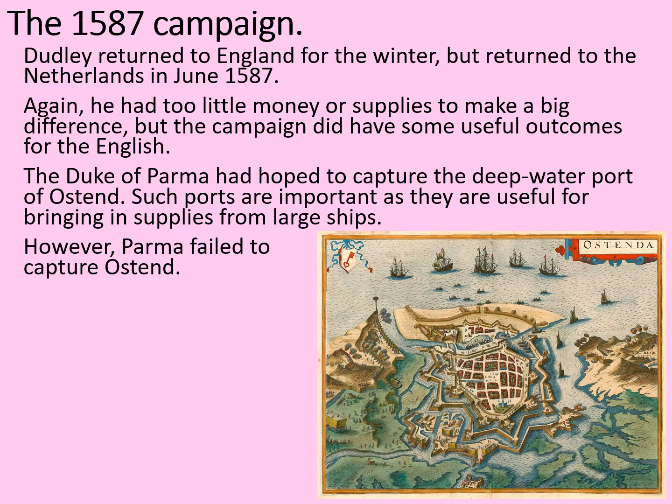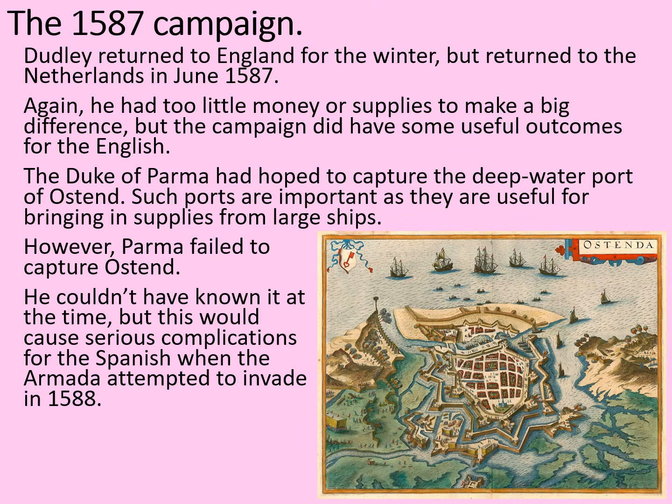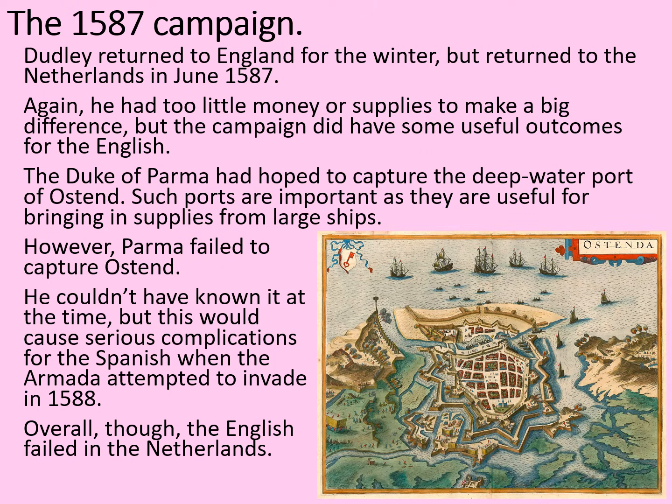However, Parma failed to capture Ostend, at least partly because of Dudley's campaigning. He couldn't have known it at the time, but this would have serious complications for the Spanish when they attempted to invade with the Spanish Armada in 1588, as they weren't able to pick up their army directly from one of these ports. Overall, though, the English failed in the Netherlands still.